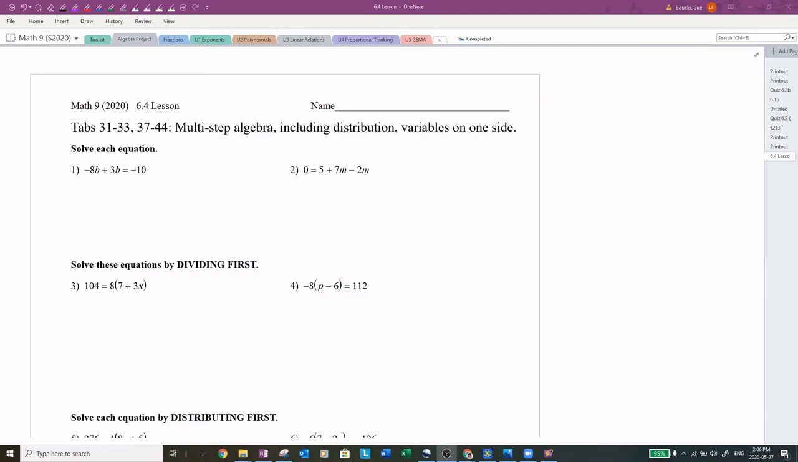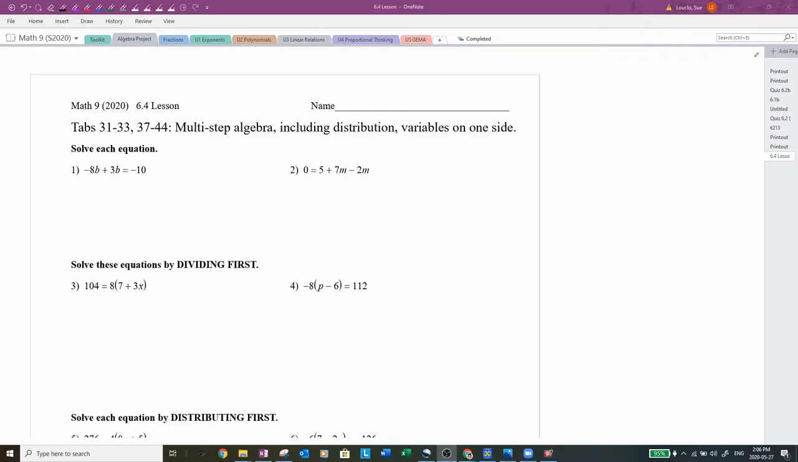Hi everyone. I'm going to do a little mini lesson here. Actually, it's more of just a bunch of examples for lesson 6.4. This covers, I think, tabs 31 to 33 and tabs 37 to 44 of the algebra project. And there are a couple of new things here that you may not have ever seen before. So I'm just gonna go through all the examples and invite you to follow along with me. We'll see how this works.